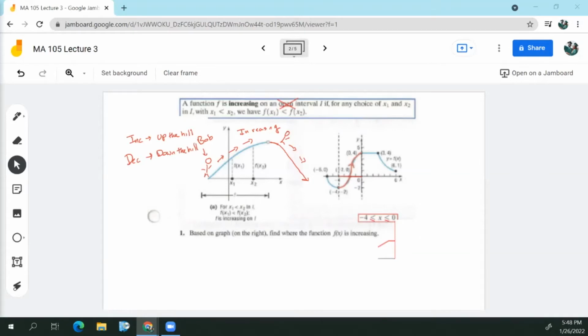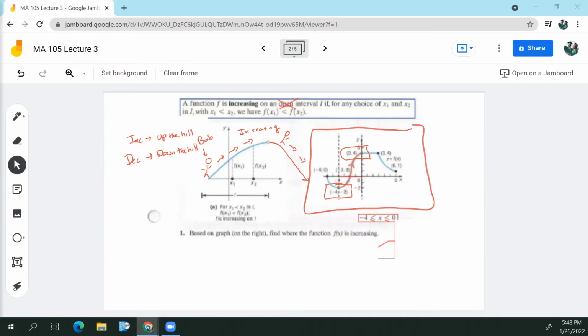All right, let's take a look at number 1. Based on the graph on the right, find where the function f of x is increasing. All right, so we're looking at this function here. F of x is increasing from the point -2, -4 until it hits the point 0, 4. So those are the 2 places where it's increasing.